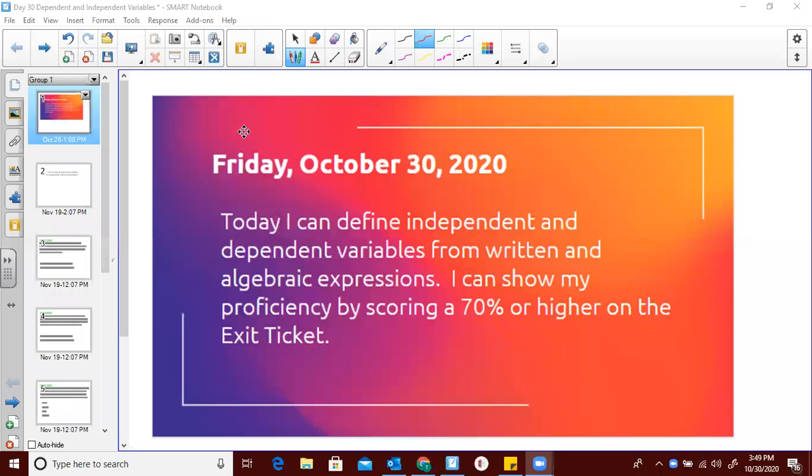All right, so today's Friday, October 30th, day before Halloween. Today you're going to be able to identify independent and dependent variables from written and algebraic expressions.